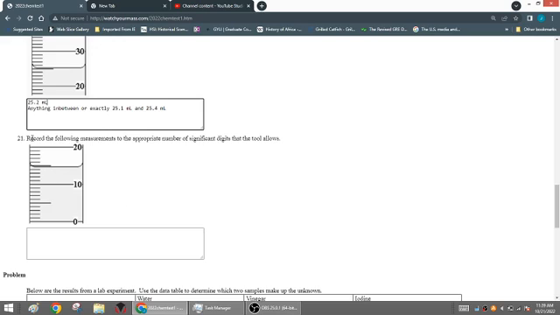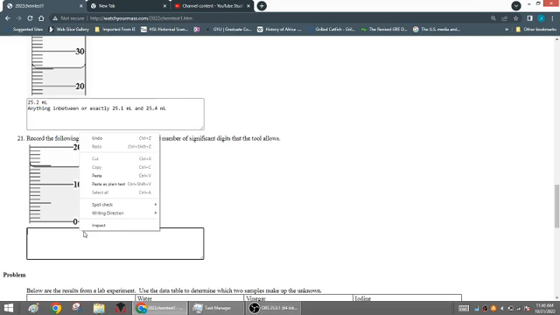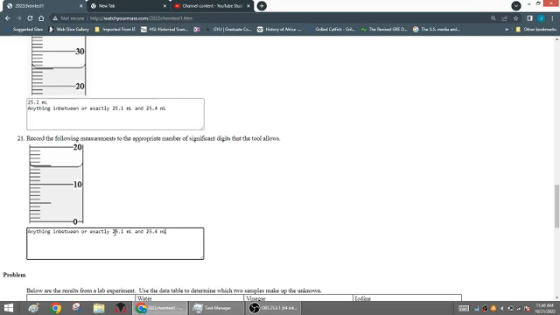Okay, same deal. Record the following measurements to the appropriate number of significant digits that the tool allows. Again, this should say 10.0, this should say 20.0, and every line in between is going to be 0.0. 11.0, 12.0, 13.0, 14.0. It's obviously above halfway in between 14 and 15. So I'm going to copy this right here and give you the range that I would accept for that.